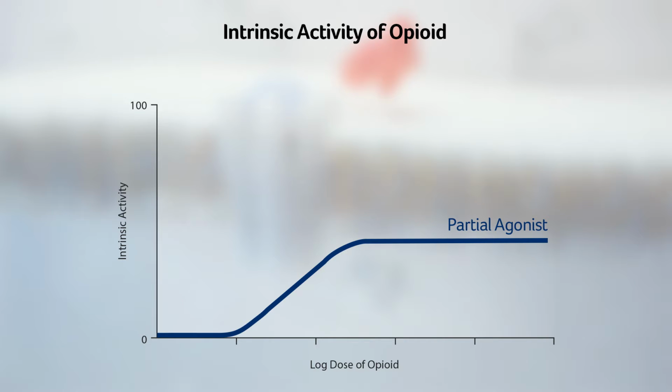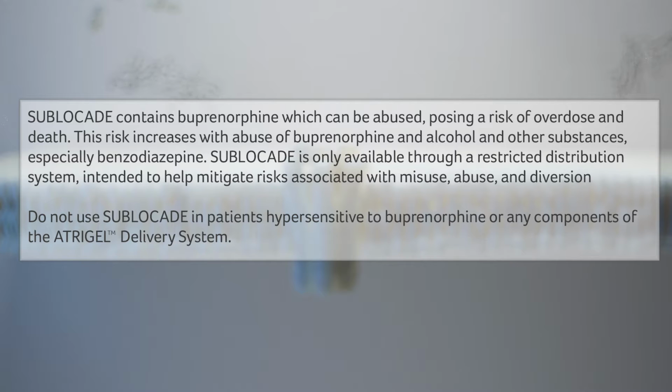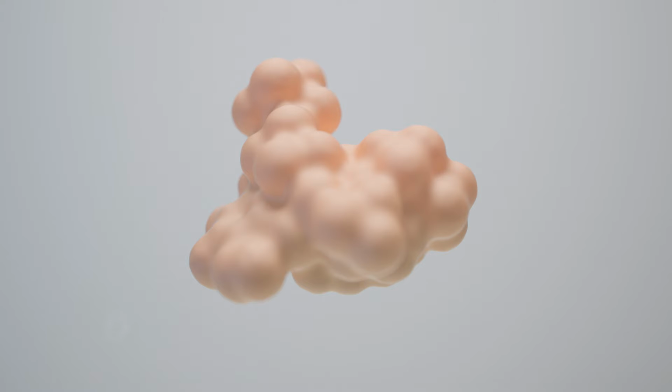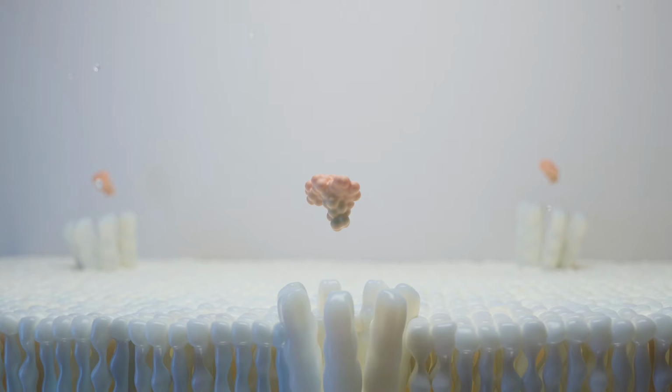As a partial mu opioid receptor agonist, buprenorphine has less maximal euphoric effect, a lower likelihood of producing respiratory depression, and a lower liability of physical dependence. As well as being a partial agonist at the mu opioid receptor, buprenorphine is also an antagonist at the kappa and delta opioid receptors and an agonist at the nociceptin orphanin FQ receptor.